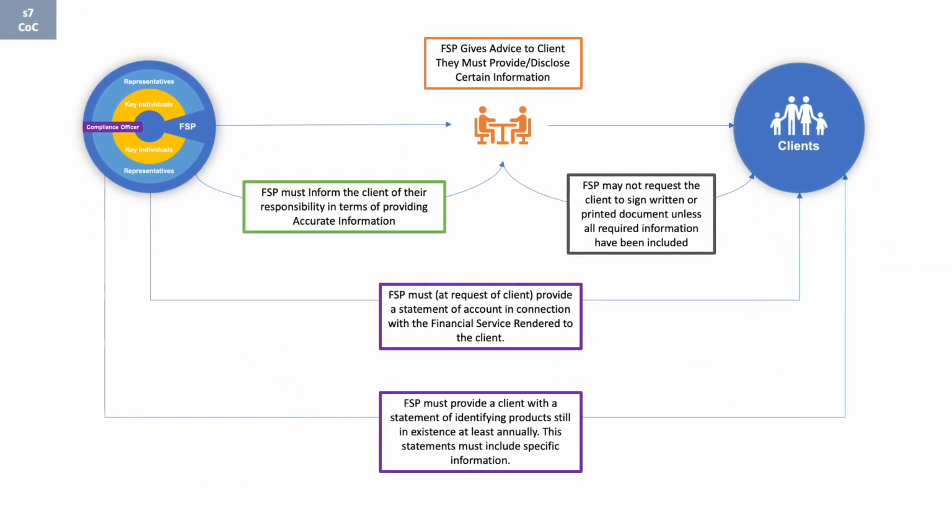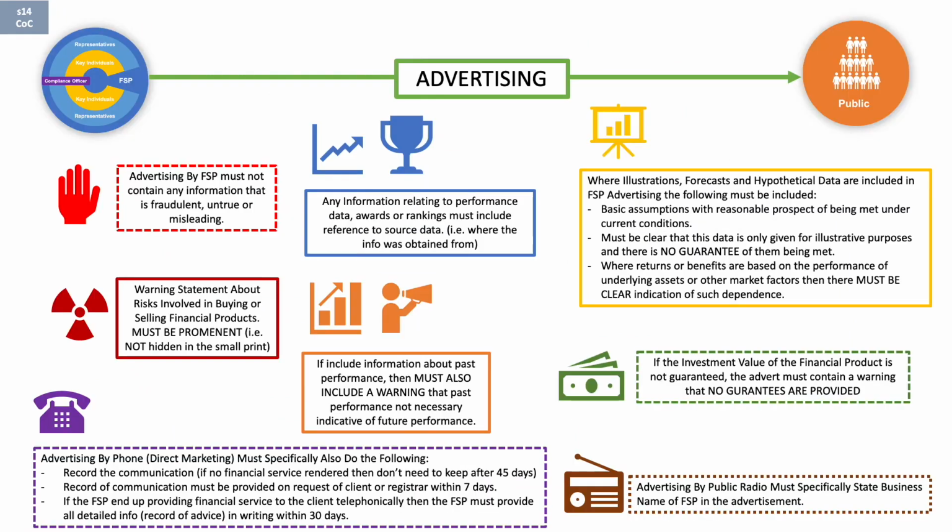Then we looked at Section 7 of the Code of Conduct that covered what the FSP must disclose to the client when they provide and give advice to the client. Lastly, we looked at Section 14 of the Code of Conduct that deals with the FSP advertising to the general public and what information must be disclosed.